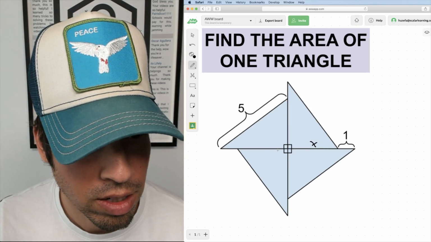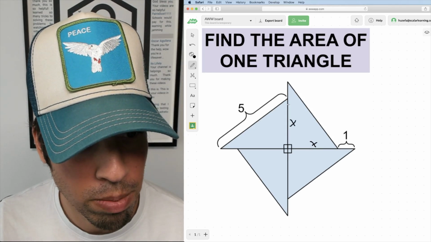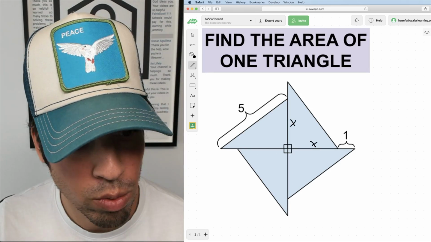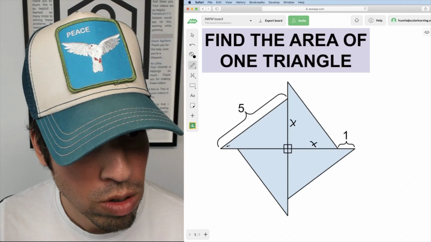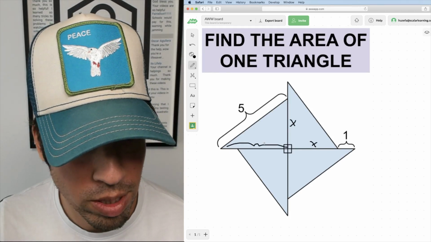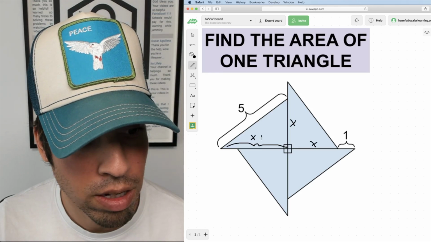Just like I can over here, this same value up here is x, and that's our short leg. And then what about this long leg? What would the long leg be? Since I know that this additional bit right here is 1, this would be x plus 1.